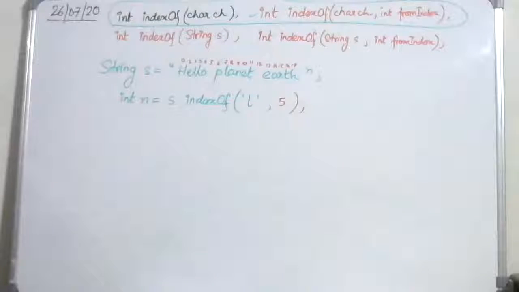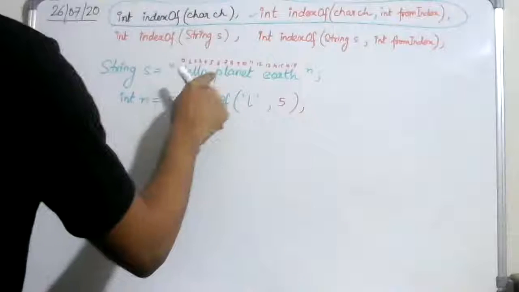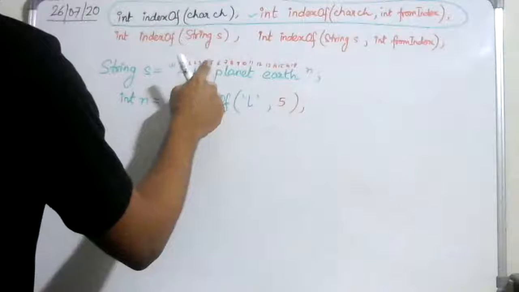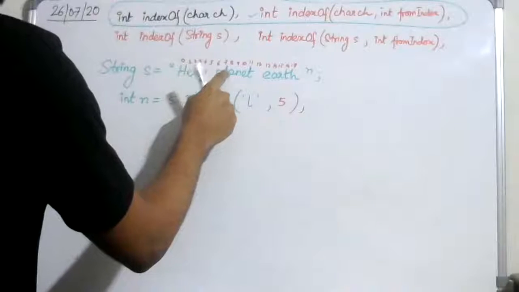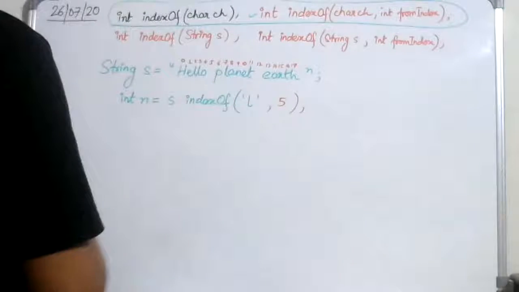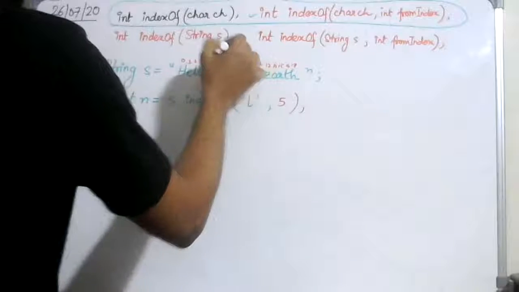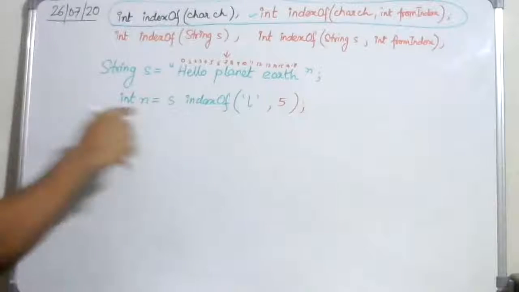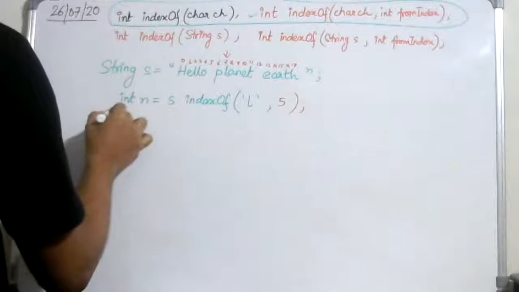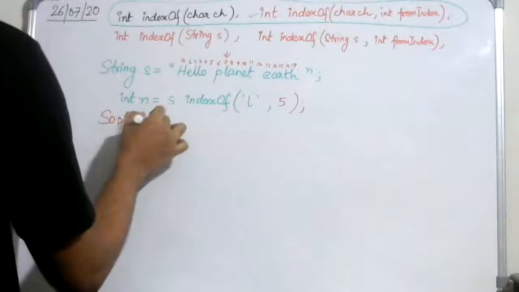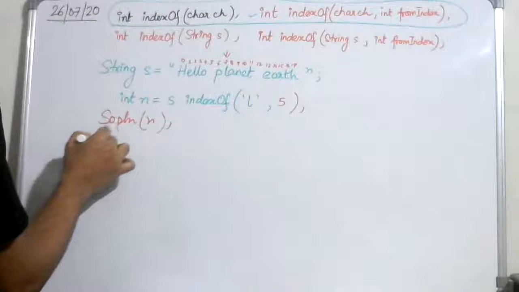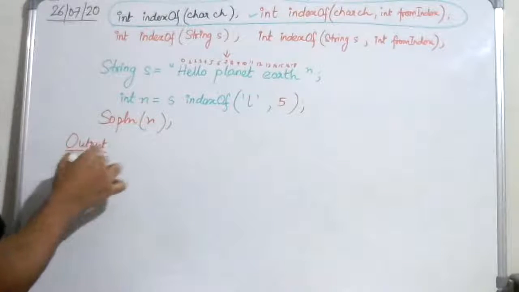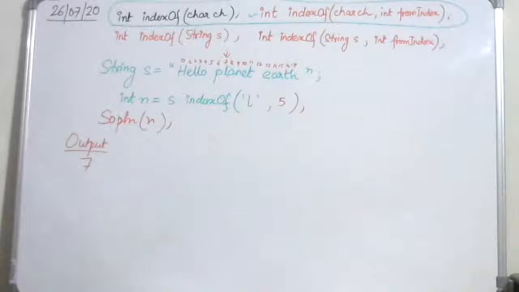What happens? We will start looking. At 5, I do not find the character L. Here I have P, so here I have L. So I find it at the location 7. So I return 7, and doing SOPLN gives me an output of 7.